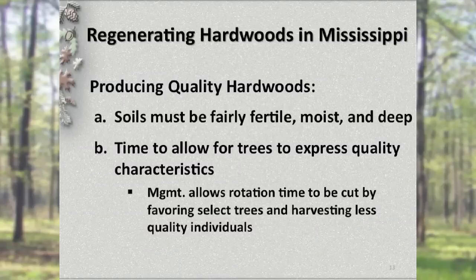So for producing quality hardwoods, we have to have deep, fertile soils that are very moist and also have good aeration. We really need to allow the time for the trees to express their quality characteristics. So management has to allow for rotation time to be cut by favoring our select trees or our crop trees and harvesting those trees of less quality.